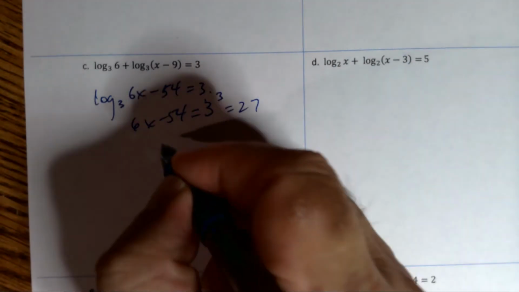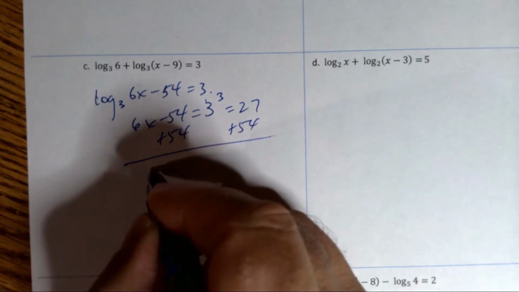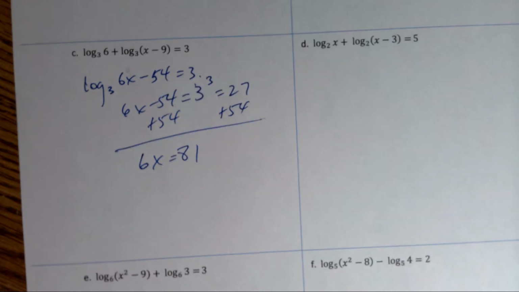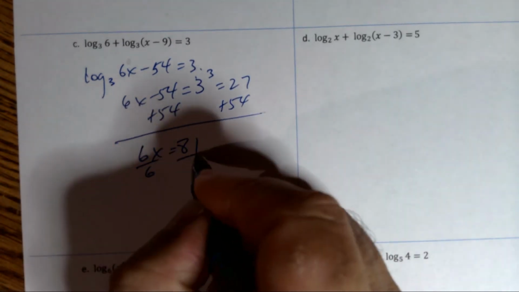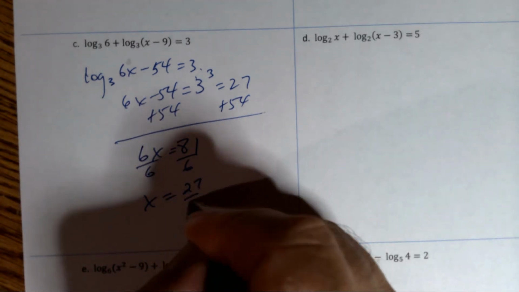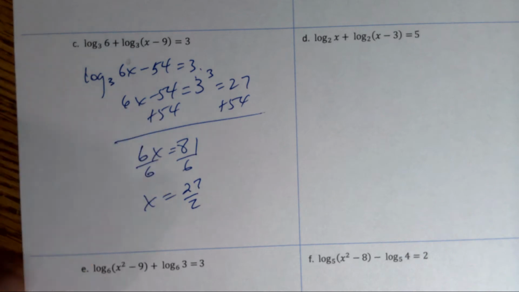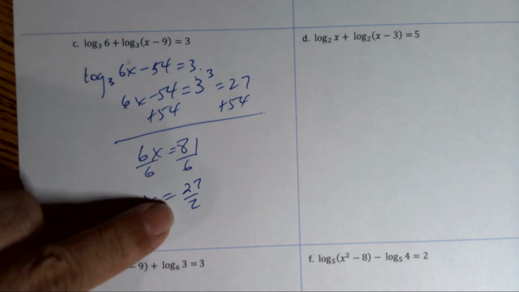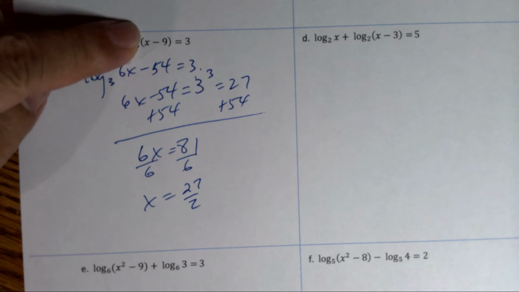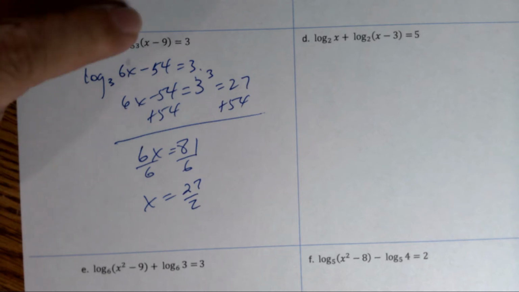So I'm going to add 54 to both sides. It's going to give me 6x equals 81. Dividing 81 by 6 gives me 27 halves. Basically, I just reduced that fraction. I can divide the numerator by 3 and the denominator by 3. 27 halves is about 13.5. Plug in 13.5. 13.5 minus 9 is a positive number. I don't really care what the actual value is. It's positive, so that's it.